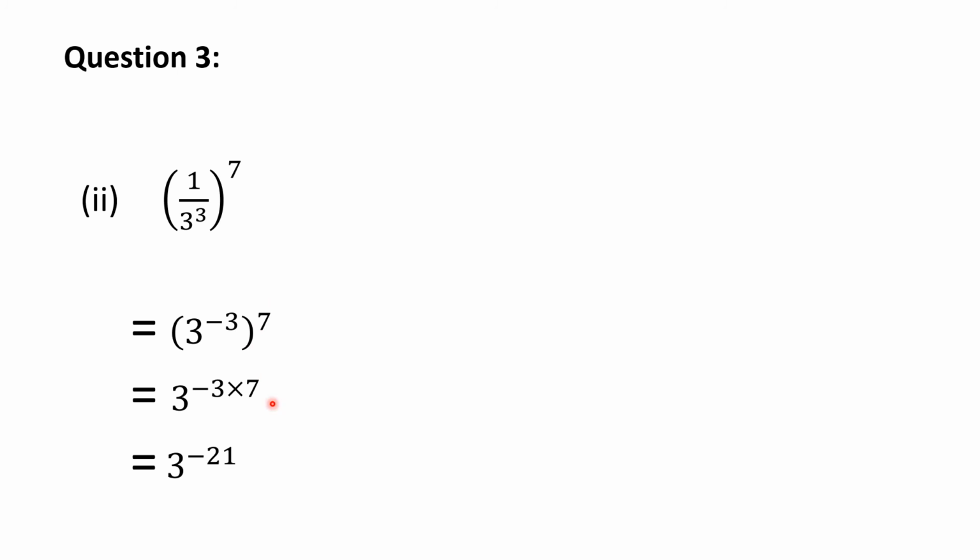Now 7 was already there, and we already know the formula, a raised to m, the whole raised to n. What is the formula? It is equal to a raised to m into n. a raised to mn, right? So multiplication. That's the same thing we did here. So that way we get minus 3 into 7 is minus 21. So 3 raised to minus 21 is the solved simplest form, right? Next one.